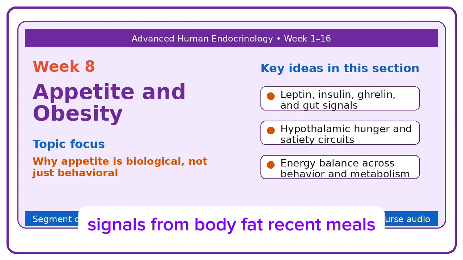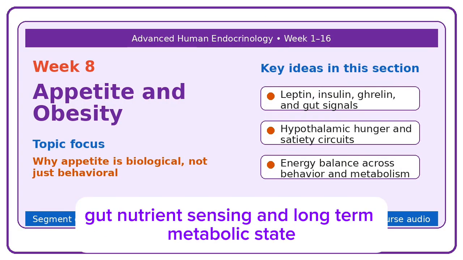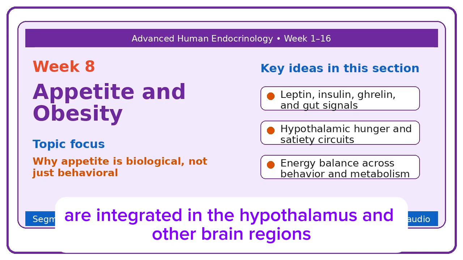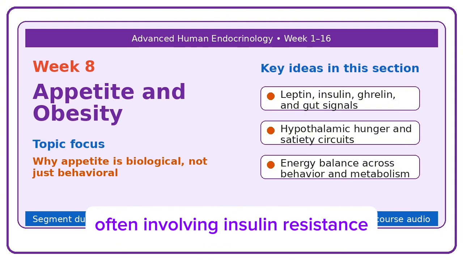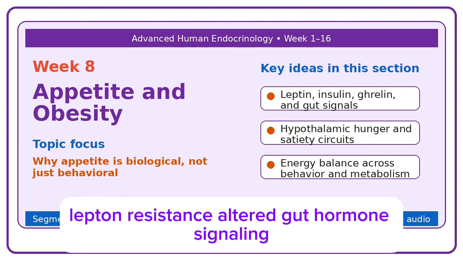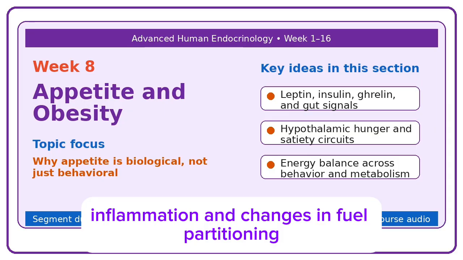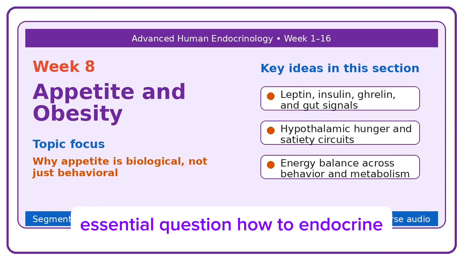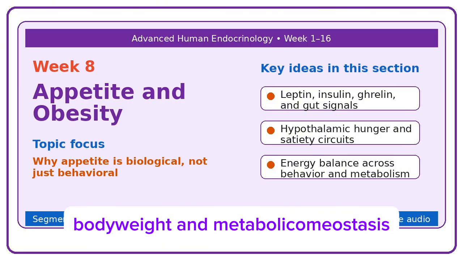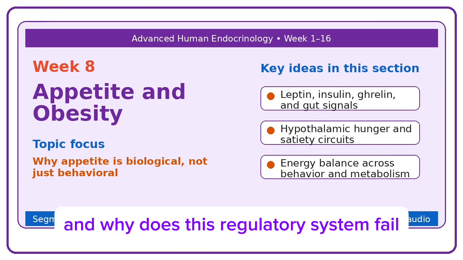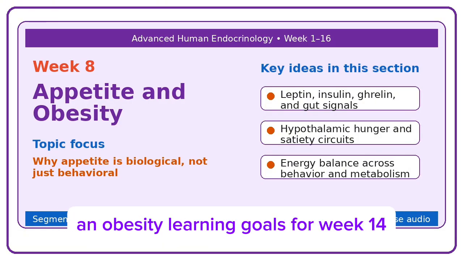Signals from body fat, recent meals, gut nutrient sensing, and long-term metabolic state are integrated in the hypothalamus and other brain regions. Obesity develops when this system becomes chronically dysregulated, often involving insulin resistance, leptin resistance, altered gut hormone signaling, inflammation, and changes in fuel partitioning. Essential question: how do endocrine and neural signals coordinate food intake, body weight, and metabolic homeostasis? And why does this regulatory system fail in obesity?